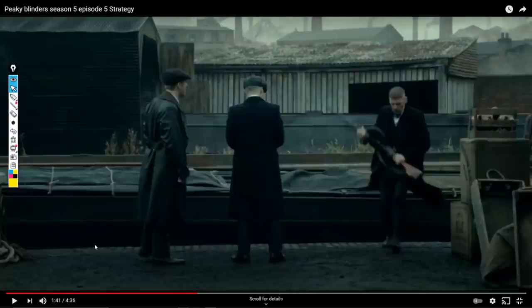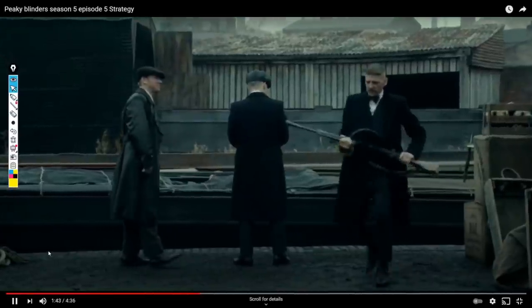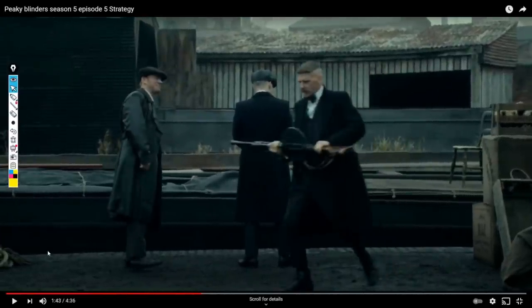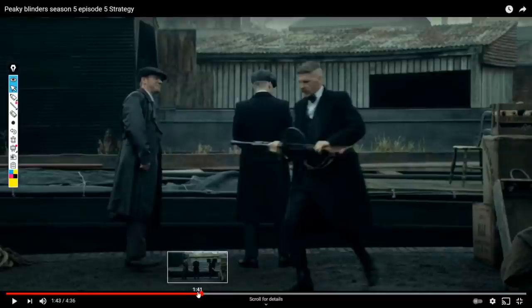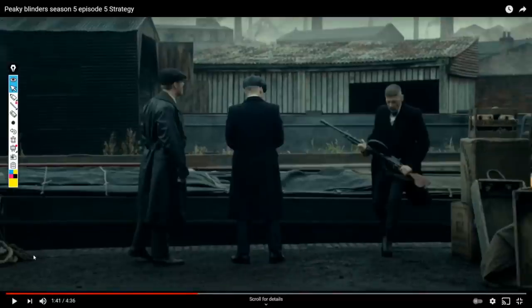And also the length of the stride. Watch this stride here. There. You see that, guys? Let's go back one more time. But that stride was enormous. It's a power move, okay?